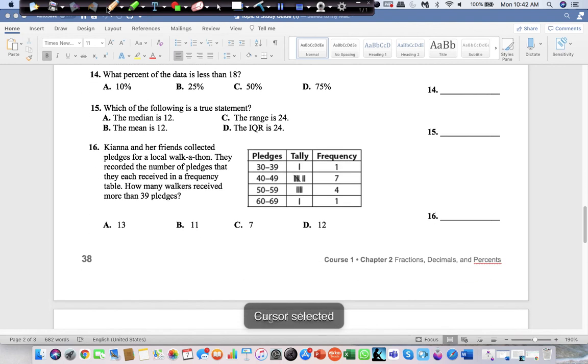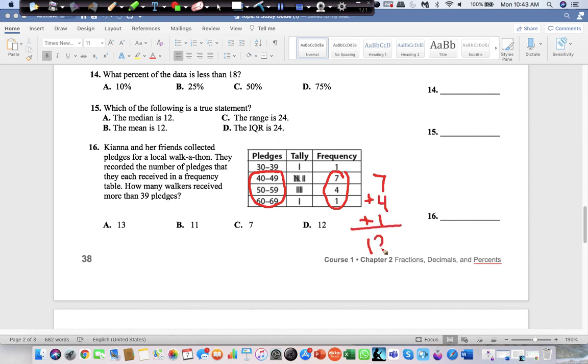Okay, and then 16 says, Kiana and her friends collected pledges for a local walkathon. They recorded the number of pledges that they received in a frequency table. How many walkers received more than 39 pledges? So more than 39, so this is from 30 to 39, so we want more than 39. So all of these, we need to find the frequency. So we are just adding those numbers together. So 7 plus 4 plus 1, and that gives us 12. Which is D.